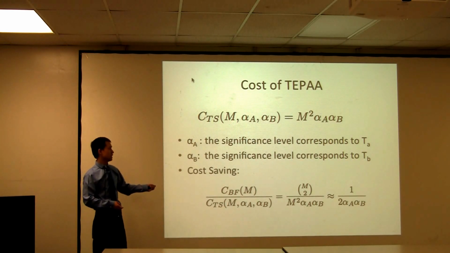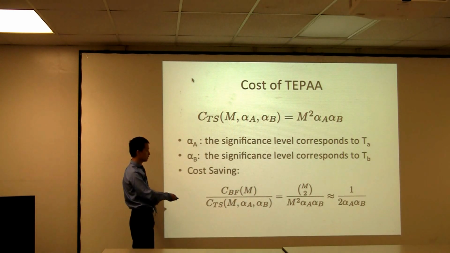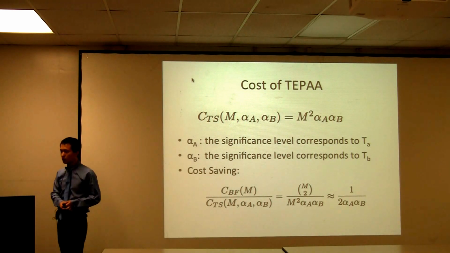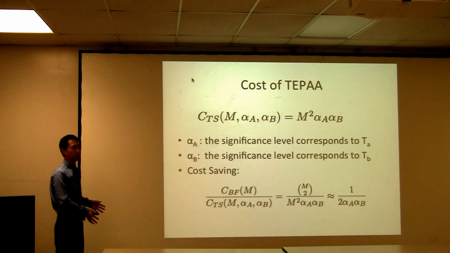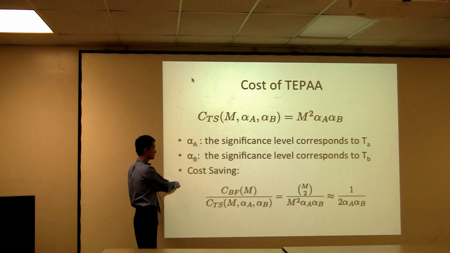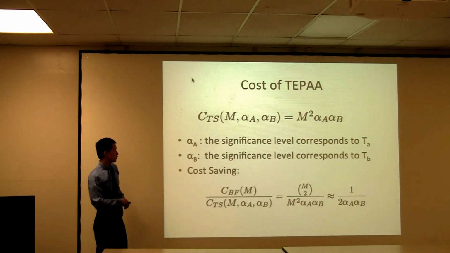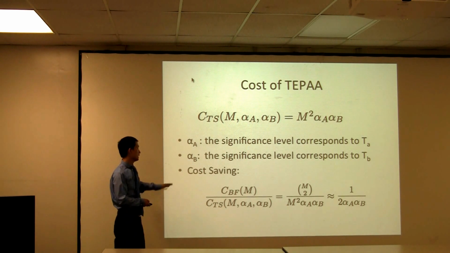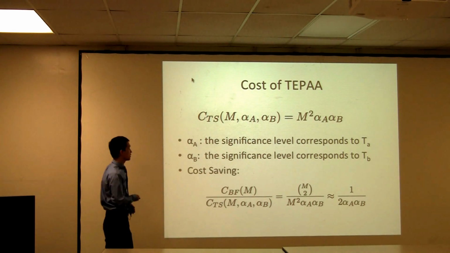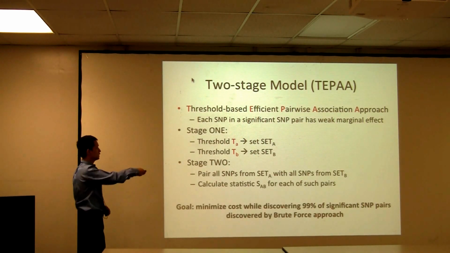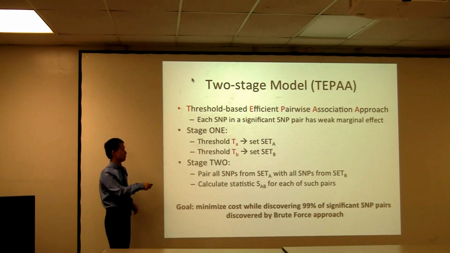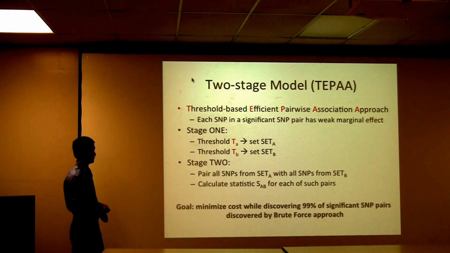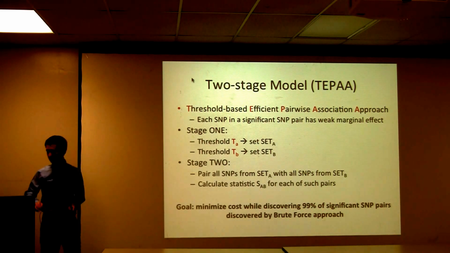So the cost saving of our method compared to the brute force approach will be 1 over 2 alpha A alpha B. Now we are able to compute the power loss of our method. We are able to compute the cost saving. So in order to achieve our goal that we guarantee the power loss to be 1% and minimize the cost, we can search over the space of TA and TB to select the best TA and TB that has the power loss of 1% and the cost is minimized.